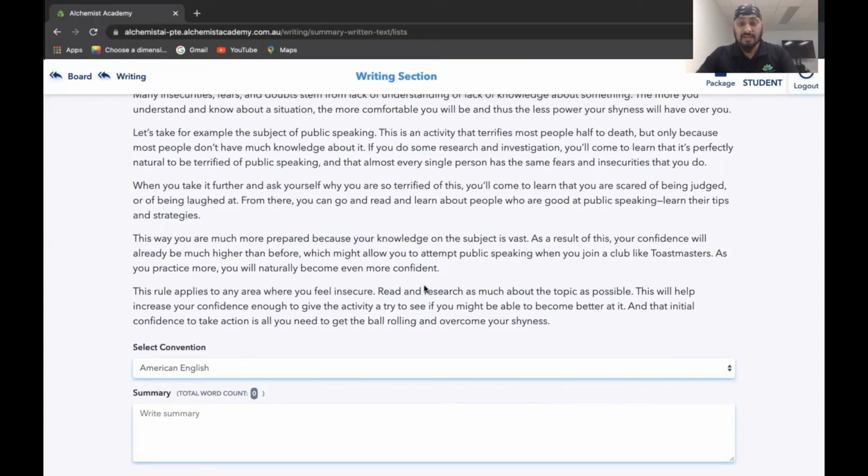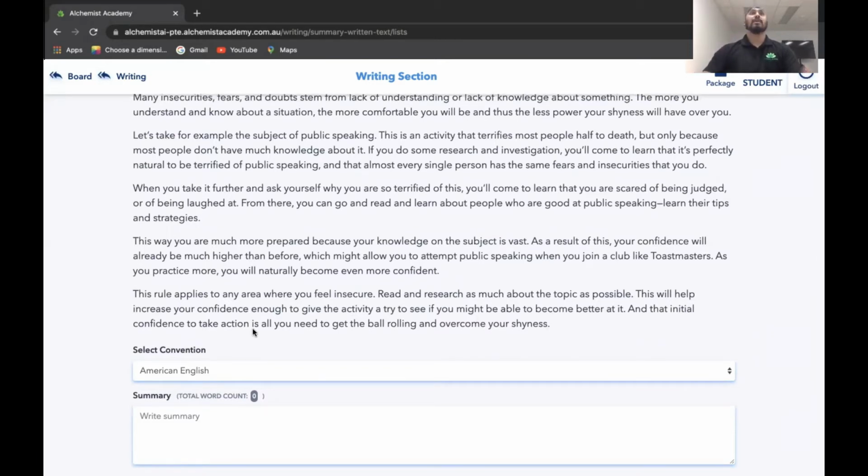Okay, fair enough. Read and research as much about the topic as possible. This will help increase your confidence enough to give the activity a try to see if you might be able to become better at it. And that initial confidence to take action is all you need to get the ball rolling and overcome your shyness.